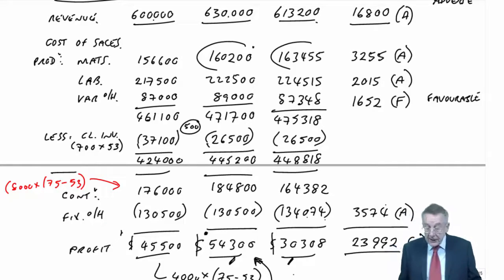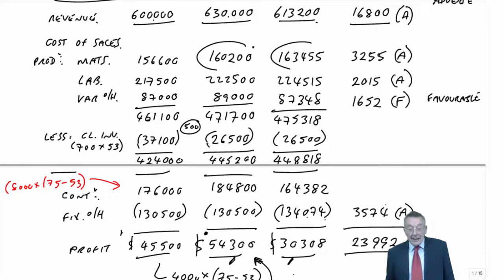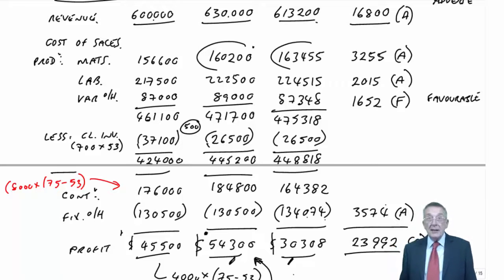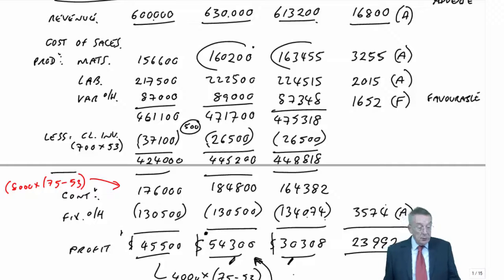So, pause there, but in the next lecture, we'll go through each of those variances in turn and analyse why they occurred. Okay, but keep that example in front of you. It's the same example we'll be using.